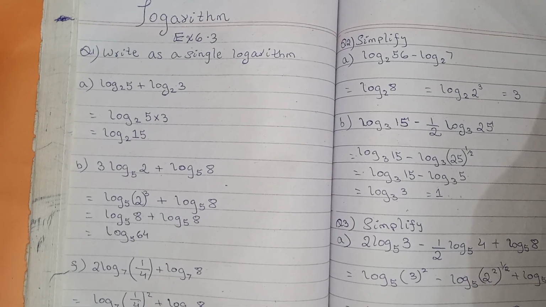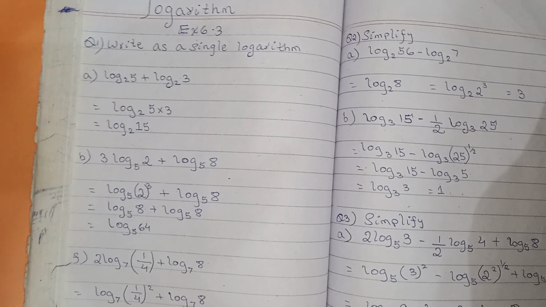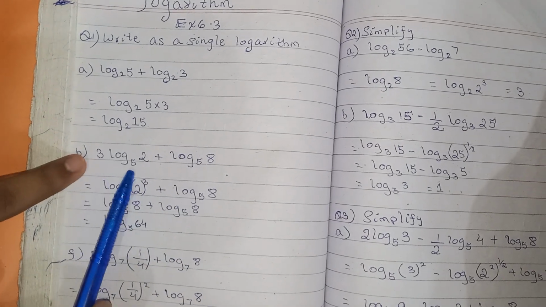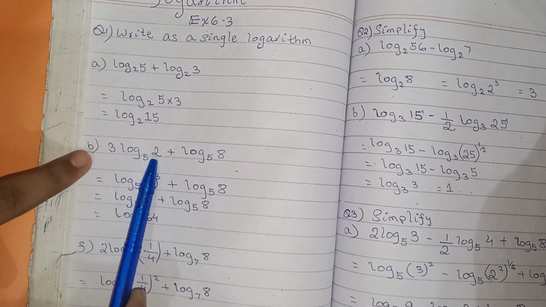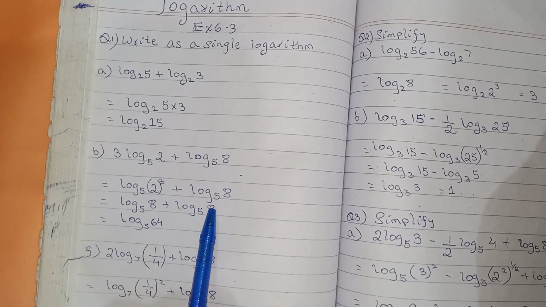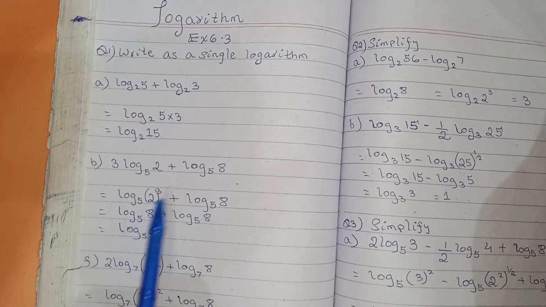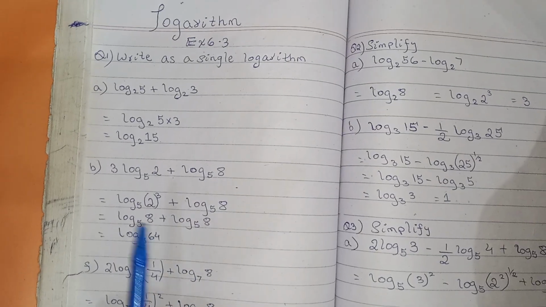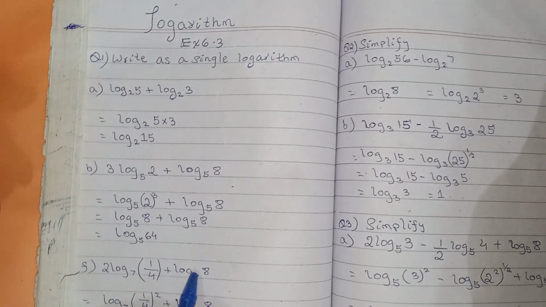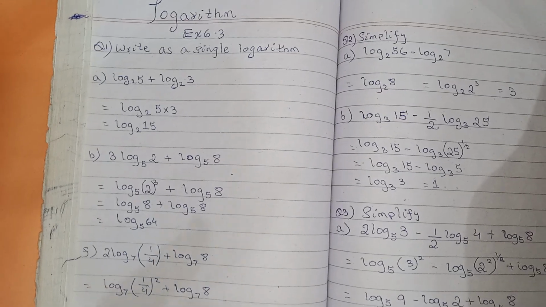The second part says 3 log 5 2 plus log 5 8. Using the power rule, if the coefficient is before the log, it comes up as the power. So log 5 2 cubed plus log 5 8. And 2 cubed is 8, which is 2 times 2 times 2. Then log 5 8 plus log 5 8, the product rule will again come, and then log 5 64, because 8 times 8 is 64.